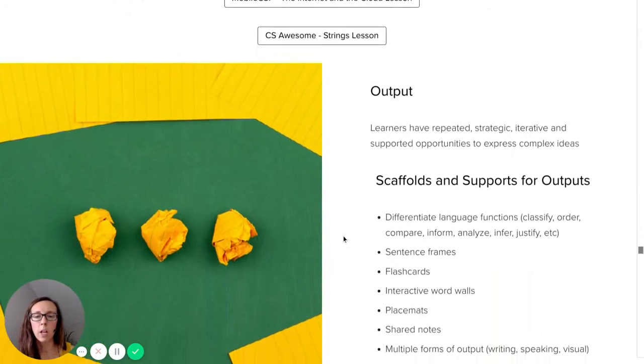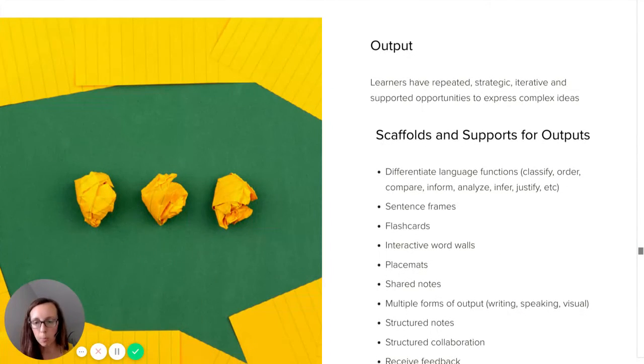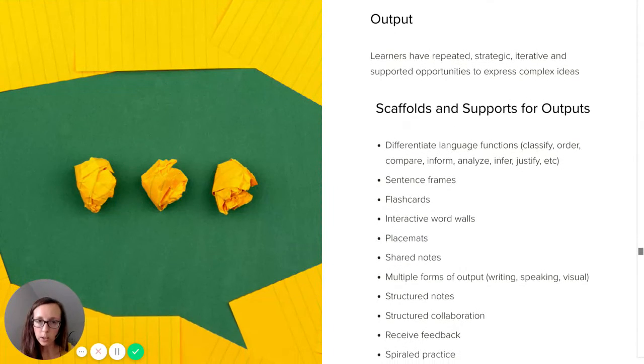So now that we've covered a little bit about input, let's talk about output. Again, output is where students are producing language, whether through writing or speaking, in order to communicate their ideas. And what we really want to focus on here is that they're communicating academic language. So something that's really important is that learners have repeated, strategic, iterative, and supported opportunities to express these ideas.